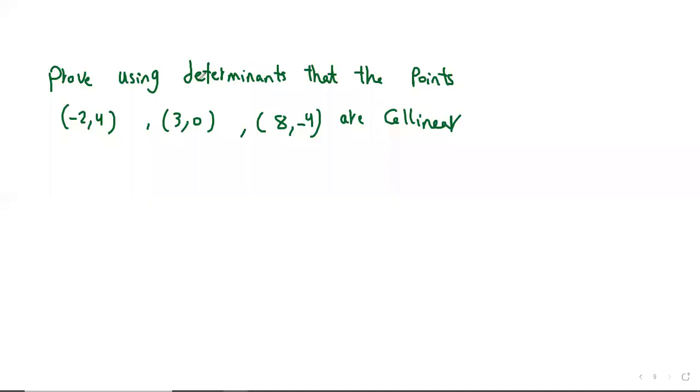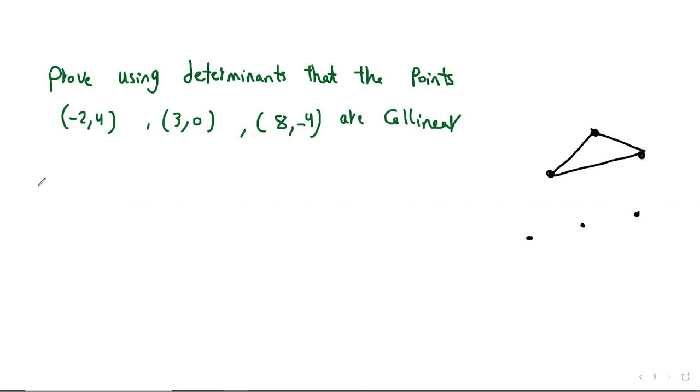I want to prove, using determinants, that the points (negative 2, 4), (3, 0), and (8, negative 4) are collinear. So we deal with them as a triangle. We'll find the area of this triangle. I'm assuming that there is a triangle passing through the 3 points here. If the area of this triangle is equal to 0, then the 3 points are going to be collinear.